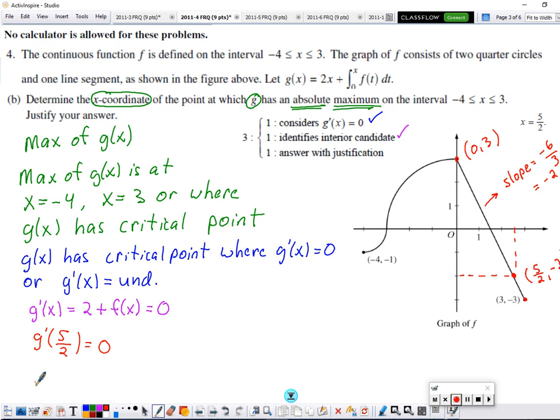Now I've got to figure out, look, I've either got to go find like G of -4, G of 3, and G of this, find where G is highest, or I can take advantage of an easier method. The graph of G prime is really the graph of f just shifted up 2.